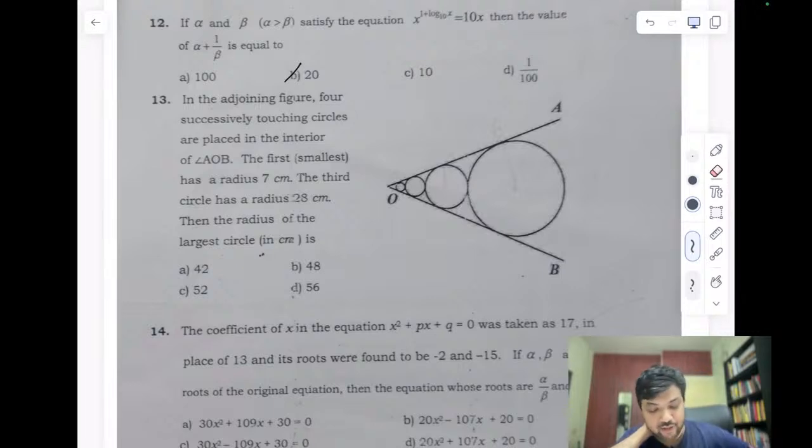In the adjoining figure, 4 successively touching circles are placed in the interior of angle AOB. The first has a radius of 7. The third has a radius of 28. What is the radius of the largest circle?